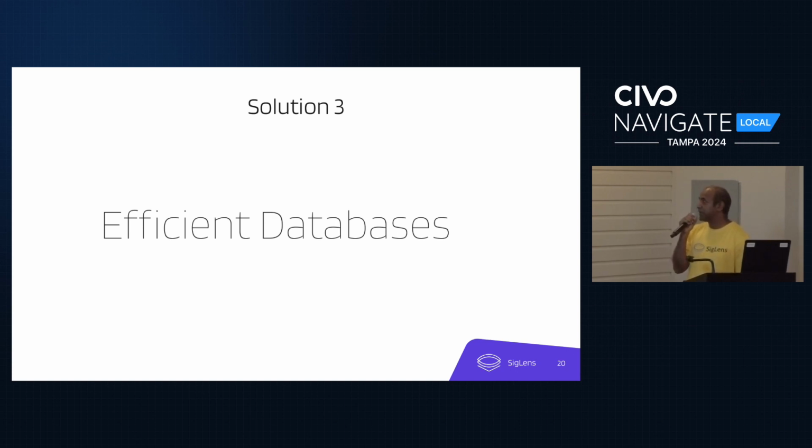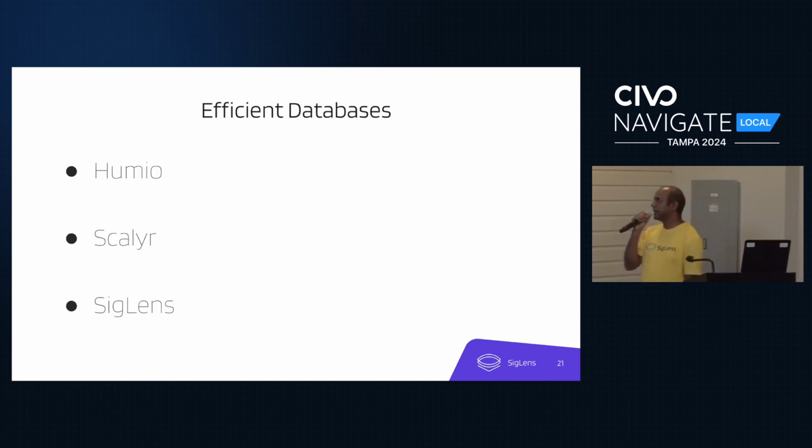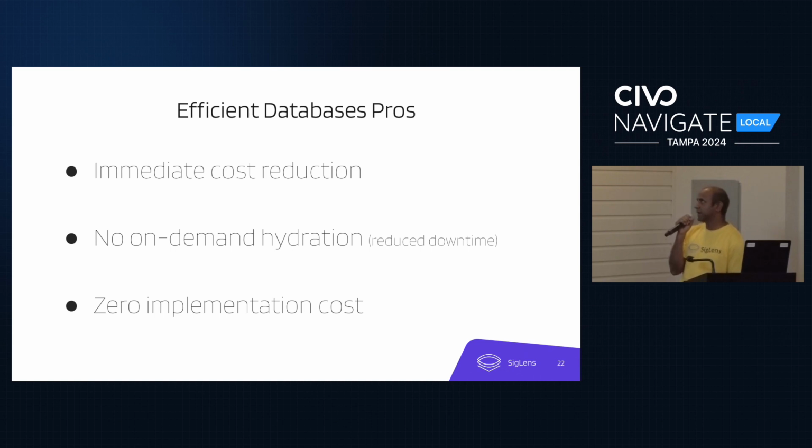So solution 3 is efficient databases. For efficient databases, you can use systems like Scalar, SigLens, which are really optimized for this kind of data volume. The pros of efficient databases are an immediate cost reduction and no on-demand hydration, so data that is 1 minute old versus 1 day old versus 1 month old gets the same treatment, because these databases are built in a really efficient way where they treat everything equal and there is no delay on doing on-demand things. By doing this, you have reduced downtime, and there is zero implementation cost.